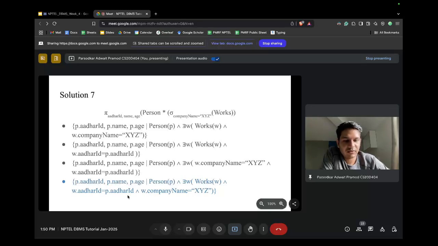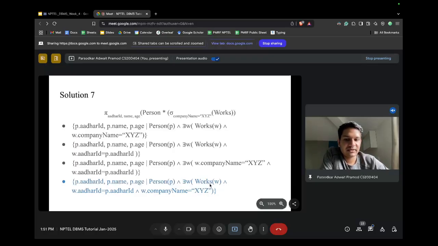Yes, sir. Okay. So one thing that should always be kept in mind, I'll repeat it again. When you're writing a TRC query, there are three things that you should keep in mind. The first thing is whenever you're referring to a tuple or a row in a table, such as with P or W, you need to always define what P and W are. So defining that P is a person and W is works. The first thing, which is compulsory, is defining these tuples or rows.